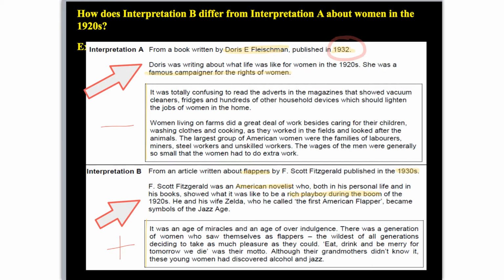He and his wife, we're told, Zelda, who he called the first American flapper, so he's getting his experiences from his wife really in terms of life for women, became symbols of the jazz age. So they were clearly very well known, and they were perhaps through this work therefore trying to promote how life was, if you like, one big party.